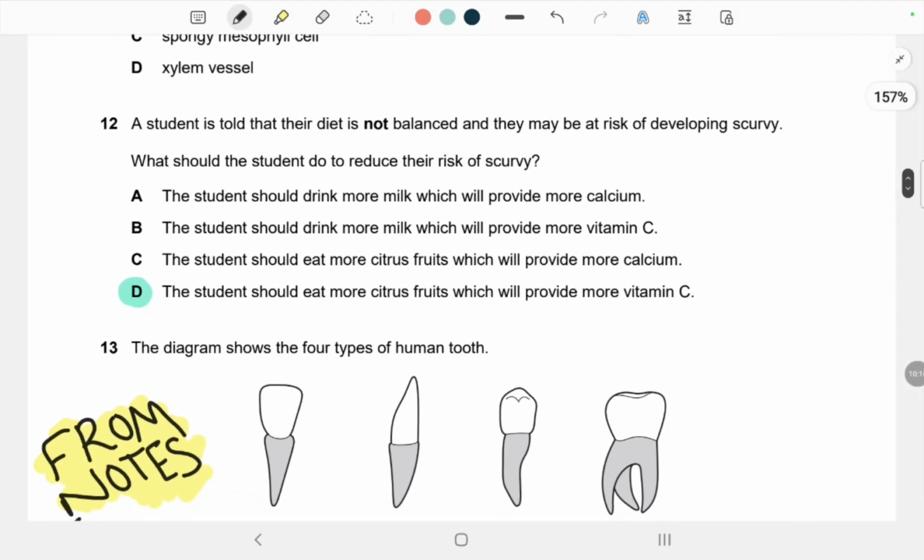Now moving on to the next question. A student is told that their diet is not balanced and they might be at risk of developing scurvy. Why? Just refer to your human nutrition lesson and you will find that scurvy is directly linked to vitamin C. A deficiency in vitamin C means you need more vitamin C rich food like lemon, orange, and so on. So the student should eat more citrus fruit, like lemon, orange, or any other citrus fruits, to provide vitamin C.